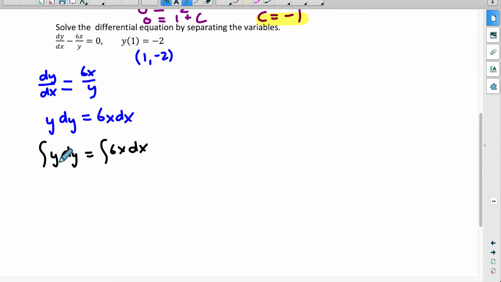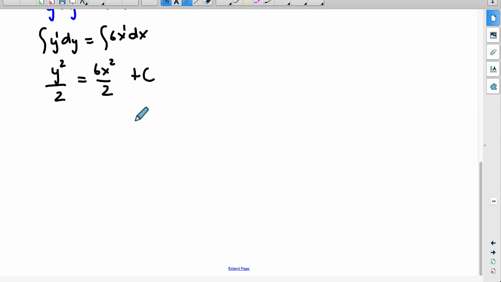All right, what do we do? We take the 1, which is the exponent there, and raise it up and divide by the same amount. And on this side, we take the 1 here, raise it up to 2, divide by the same amount, and slap a plus c in there. Let's simplify. Nothing we can do here. y squared over 2 equals 6 divided by 2 is 3x squared plus c.